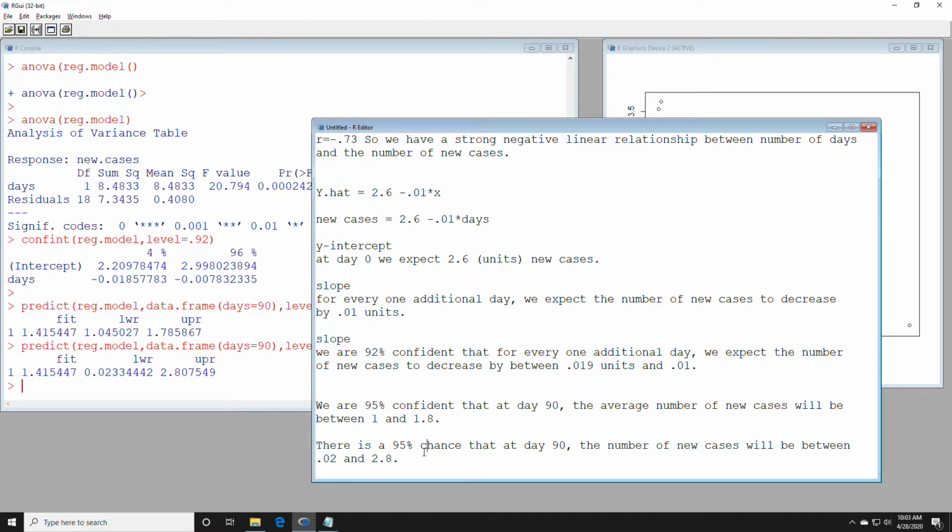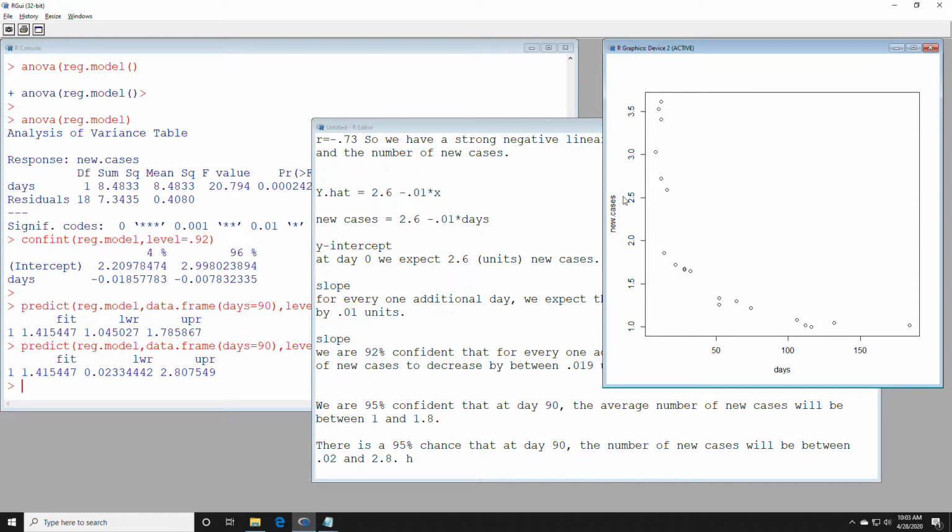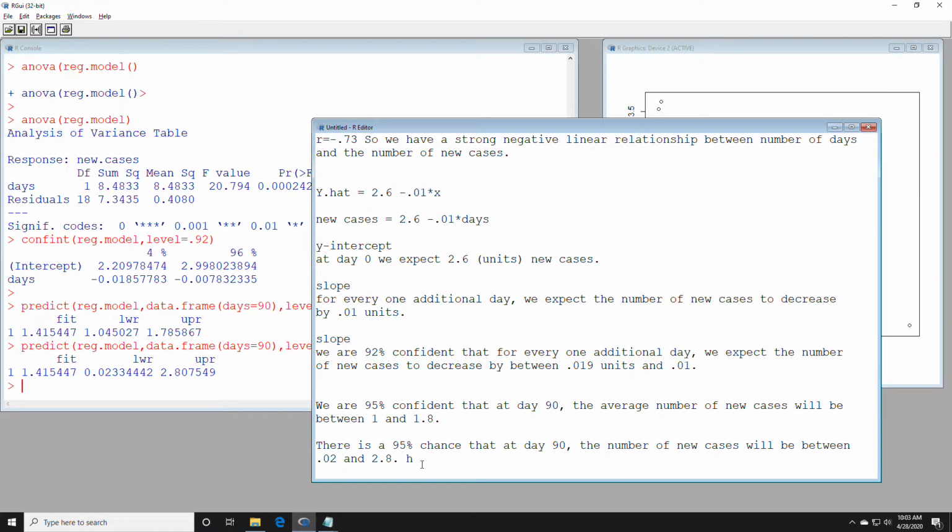Whereas what a prediction interval is saying is it's not averaging over all of the y values for a specific x. What it's saying is if we just pick out a single y. So instead of averaging over all the cities, if we randomly select a city, then there's a 95% chance that at day 90, the number of new cases will be between 0.02 and 2.8.